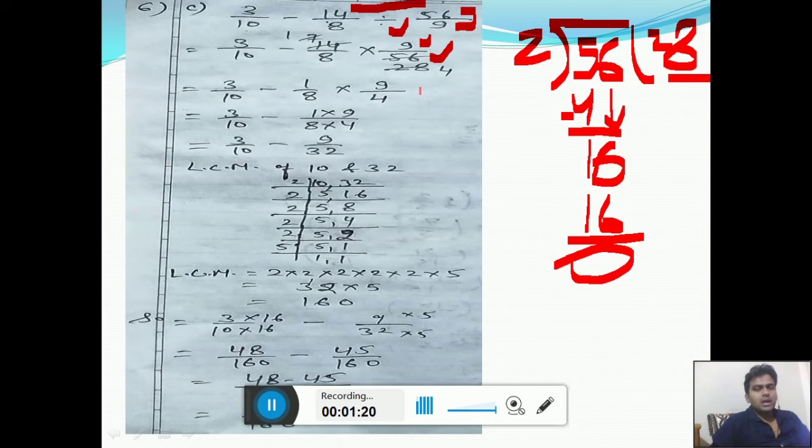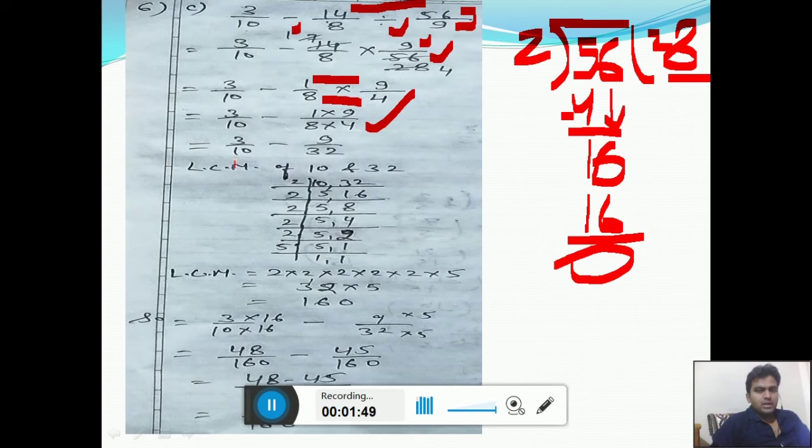Now we can cut this 28 by 7. So 7 1s are 7, 7 4s are 28. Now there is no common factor among the numerators and denominators, so we will multiply the numerator with numerator and denominator with denominator. Now here, by simplifying 14, we left the remainder as 1. So 1 into 9 is 9, and 8 into 4 equals 32.